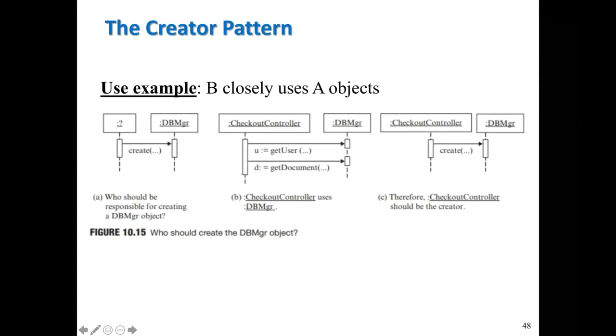In our scenario that we saw before, in our examples in our previous chapters, we saw that checkout controller, for example, or checkout GUI controller is the class that is using DB manager. So this object should create DB manager here. Okay. So checkout controller will be basically creating the DB manager. That is our second example. If the class which is using another class, B is closely using A's object, so we should create A in B.